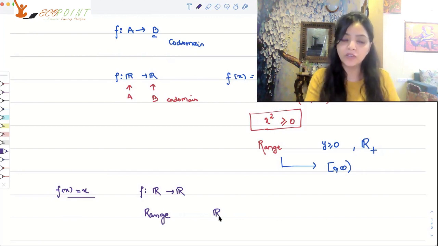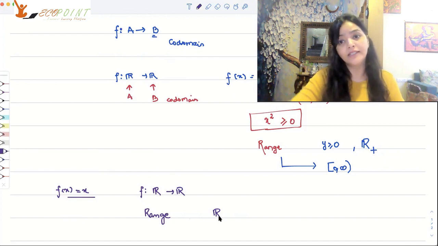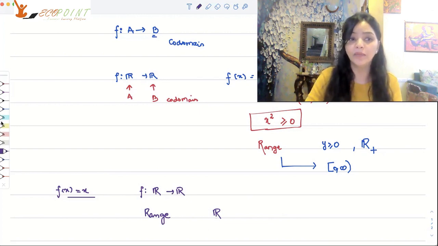Neither do I have any restriction for the domain. Input could be any real number. And actually, since the mapping is such, the same number comes out. The machine is such that it's just giving you that number itself. The input itself comes out as an outcome. So hence R is the range. This is an example where your codomain and range are the same.